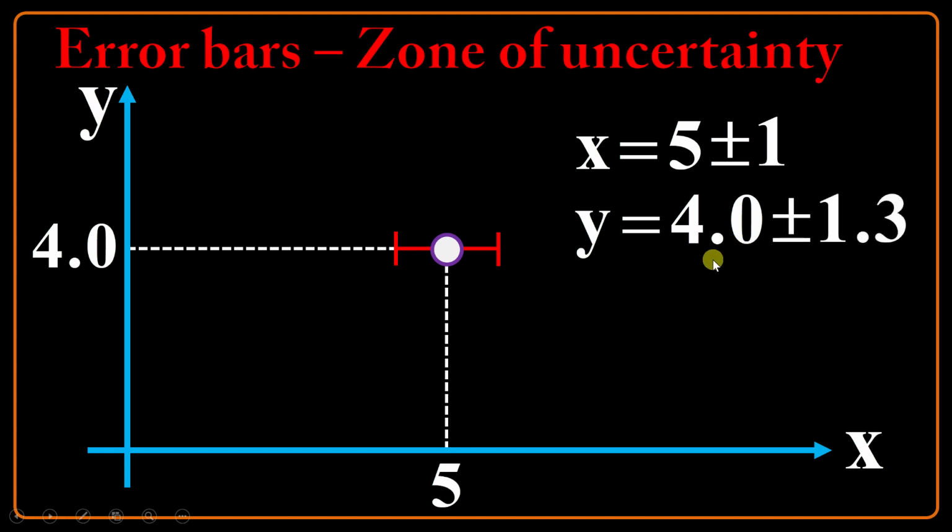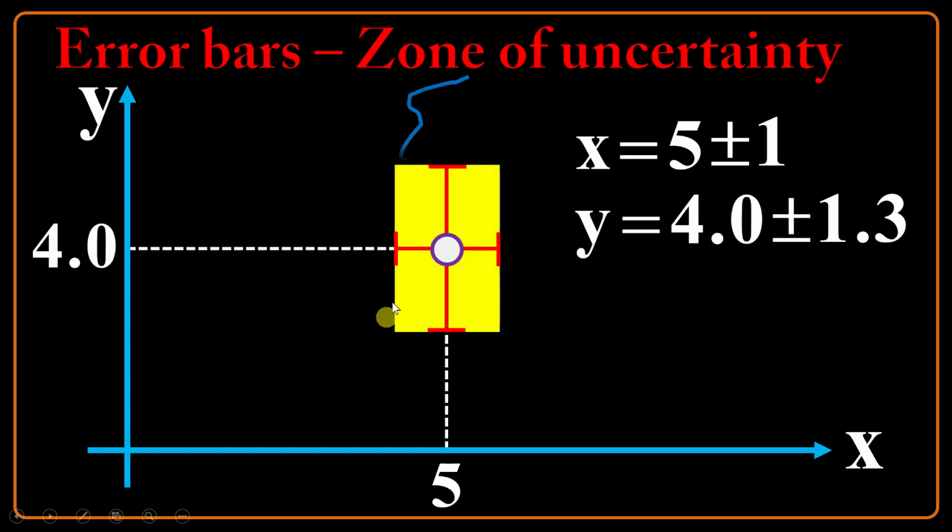I do the same thing for y. Suppose that the uncertainty for y is 1.3. So from here, I should go 1.3 upwards and the same value downwards to make the vertical error bar. These error bars make a zone for me, a rectangular zone, which is named zone of uncertainty. The value, the real value, is something in this rectangle. Not exactly at the center, but everywhere on this area.